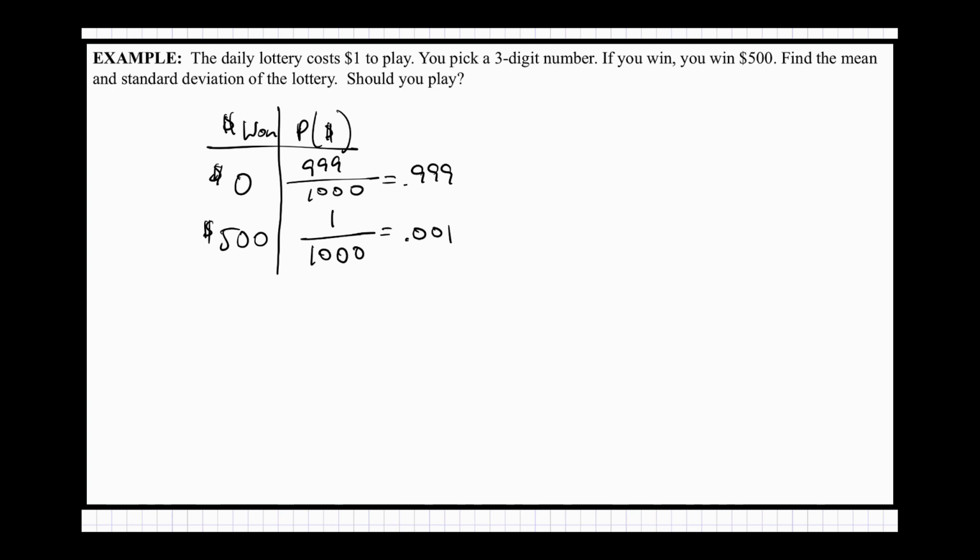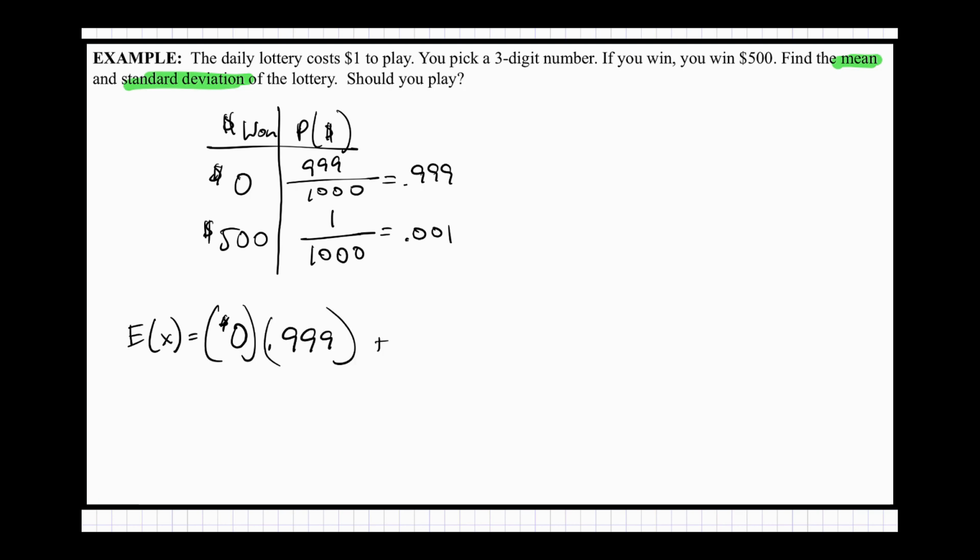So let's verify that with the mean. We're going to find the mean, and then we're going to find the standard deviation of this game. Okay. So mean is the same thing as expected value. What would I expect to happen if I played this game? Well, the first thing that could happen is you could win $0, right? And there's a pretty good chance that that's going to happen.